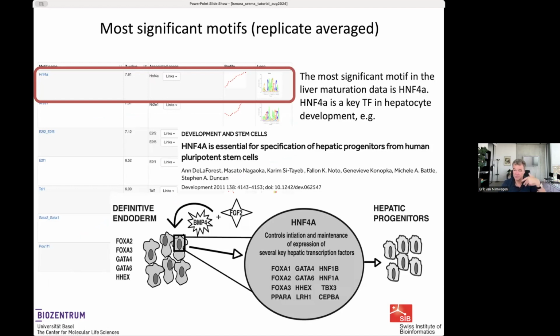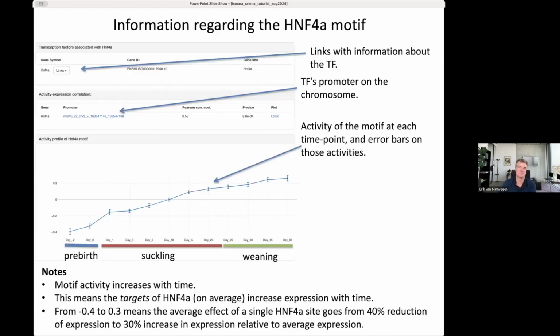All right, so now if you click on this link, you get taken to a page with the more specific results for this transcription factor. At the top of the page, you're first going to get a list of all the transcription factor genes that are associated with this motif. In this case, there's only one, HNF4A, and you get links with information about this gene.